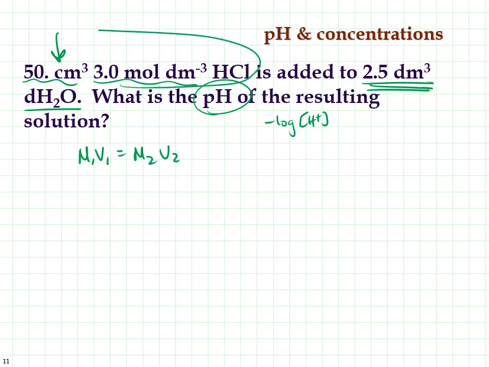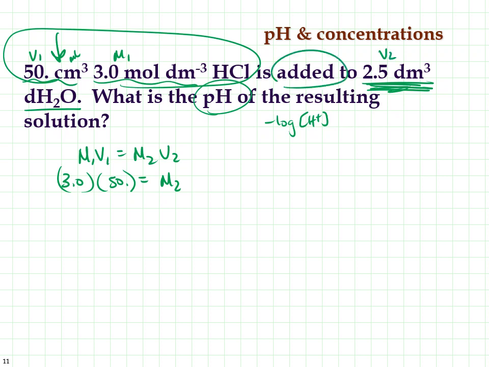So here is my V1 and my M1. M1 is 3 moles per cubic decimeter, also known as 3 molar, and V1 is 50 cubic centimeters. That's the same thing as a milliliter, remember. I'm going to set that equal to M2 times V2. Be careful, this is not actually my V2.